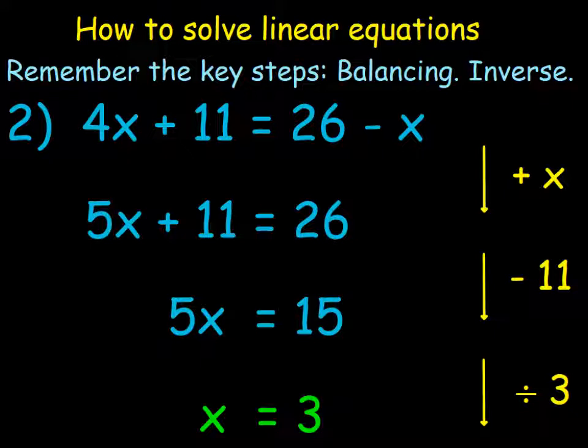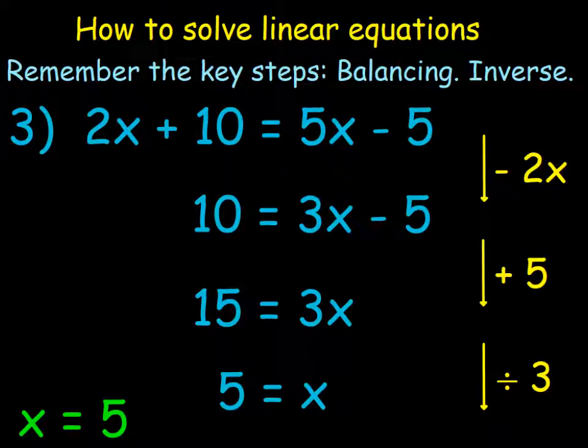And if we check our answer, x equals 3 in the original equation, 4x, 4 times 3 is 12, 12 add 11 is 23, and the right hand side, 26 minus 3 is 23. So that's a good way of checking whether you've got the right answer.